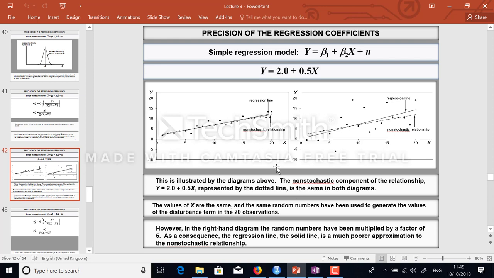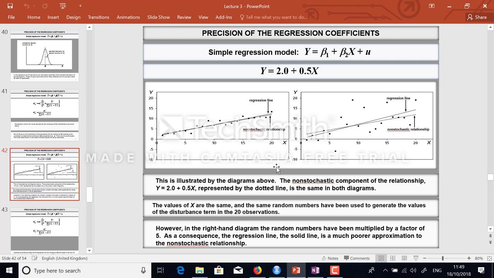So the OLS is trying to move itself towards this line. At the same time, it wants to move towards this line as well. As a result, it's not actually approximating the true dotted line. The dotted line is the true line, but with the errors, it's moving upwards. As a result, it's a bad approximation. So we don't get 0.5, we may get 0.6. Here, we get something close to 0.5. Make sense to you guys?